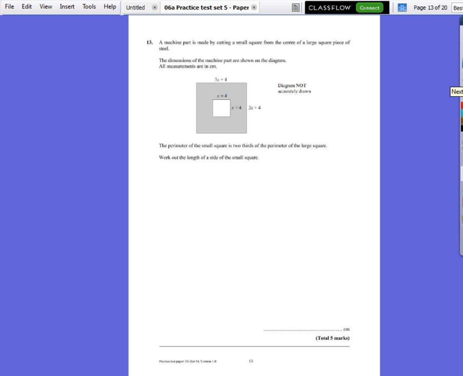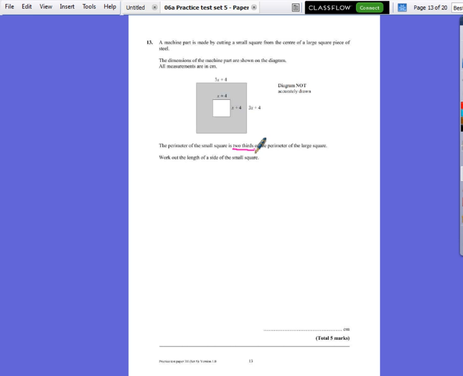Question 13. A machine part is made by cutting a small square from the centre of a large square, and the dimensions are given, but it's all in algebra. It says the perimeter of the small square is 2/3 of the perimeter of the large square. That's really important. Work out the length of the side of a small square. So we need to work out the value of x.